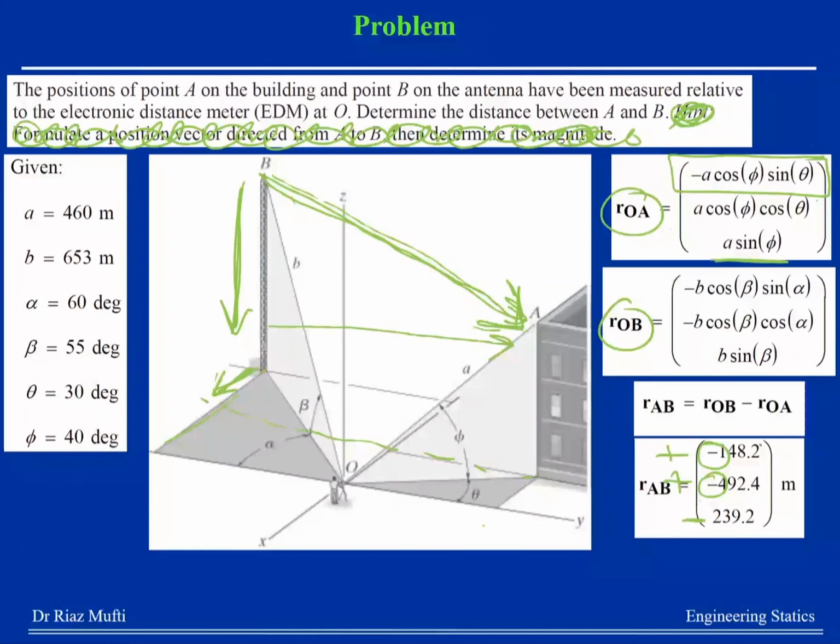And once you get that, you find the magnitude. So the magnitude of both AB and BA is the same. So that magnitude is the distance. So that's how you get your distance out. Is that clear to everyone?